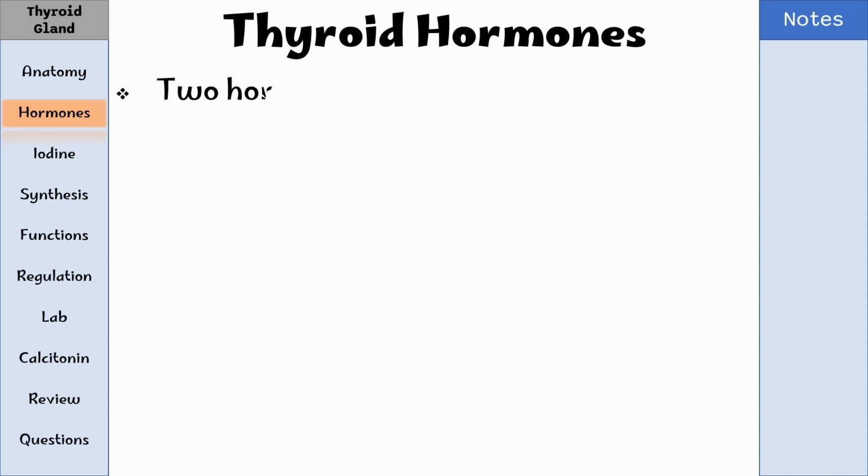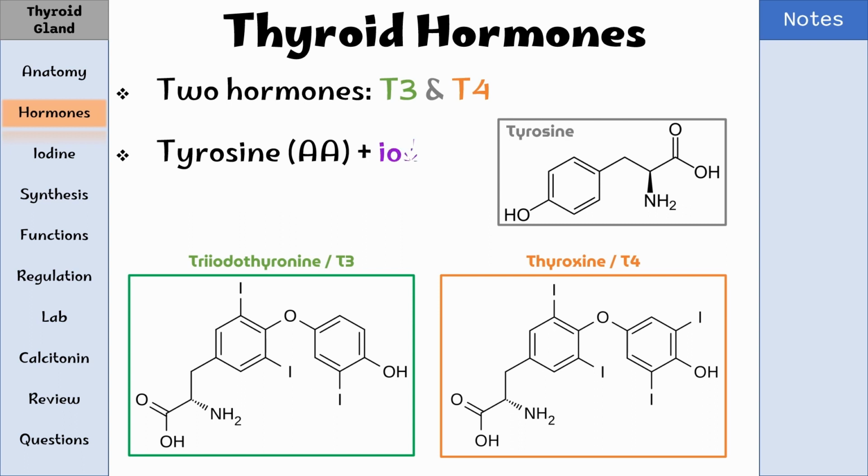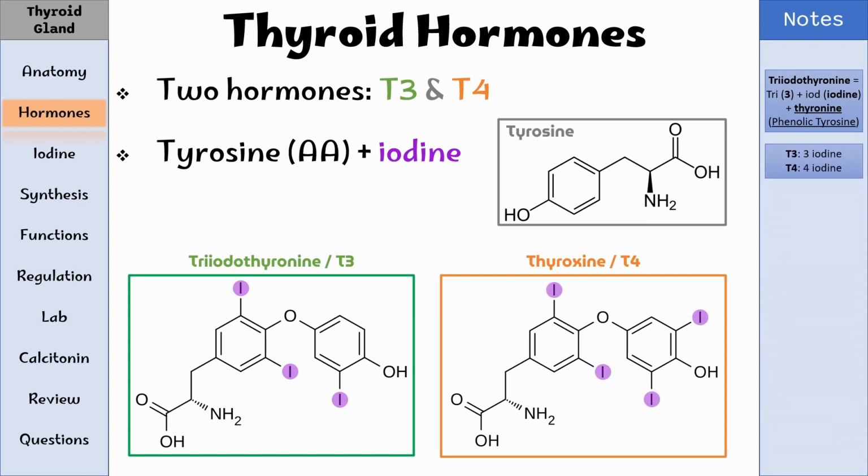There are two thyroid hormones, T3 and T4. They are synthesized from the amino acid tyrosine and the element iodine. You can see the structure of T3, which is called triiodothyronine, and it contains 3 iodine molecules, and the structure of T4, which is called thyroxine, and it contains 4 iodine molecules in its structure.